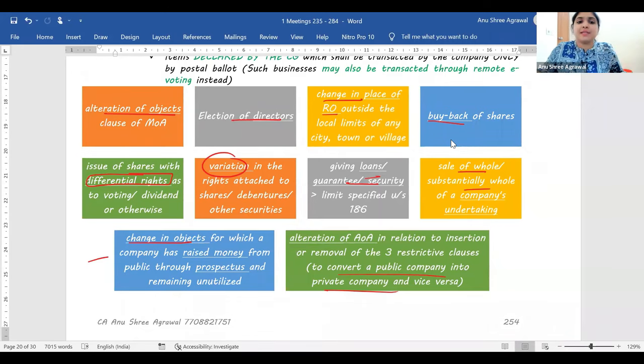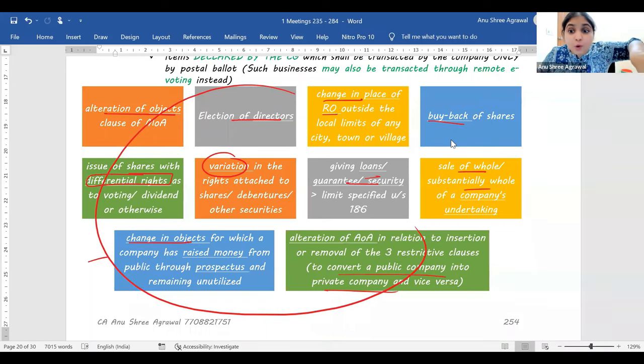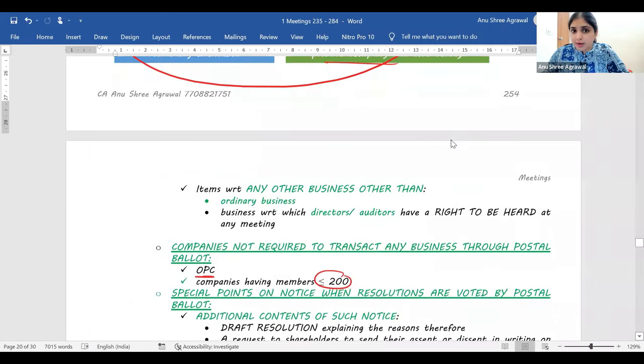All other companies means what? Other than OPC and companies which have more than 200 members. For those companies, for these matters, postal ballot is mandatory. For whom is it not mandatory? One-person company and company up to 200 members.